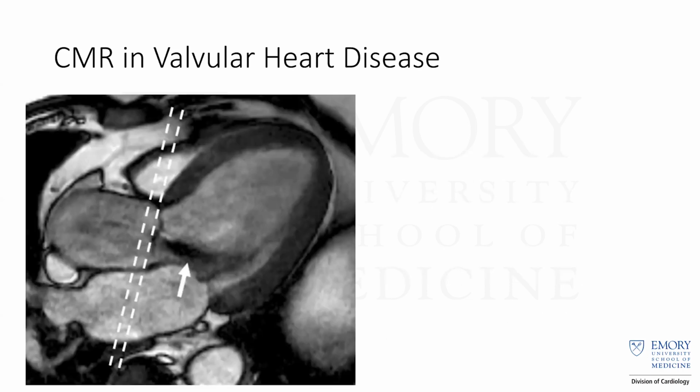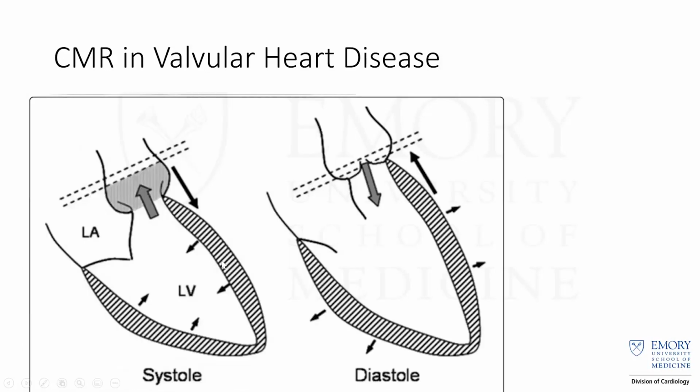So this shows the cut right through the aortic valve, and here's the aortic valve, and this is where you would want to measure your flow. And then you can also get an idea from the cine images. A lot of times you can see the jet with AI and see how big your jet is and where it's directed, which is helpful.